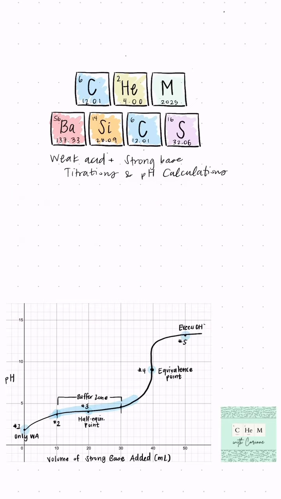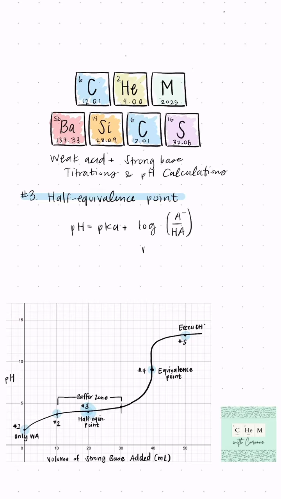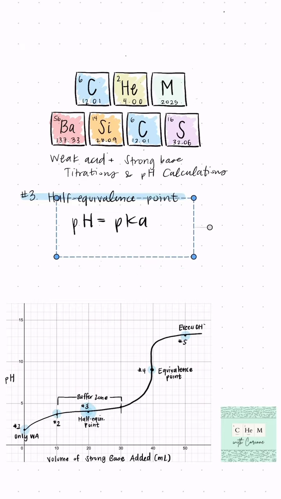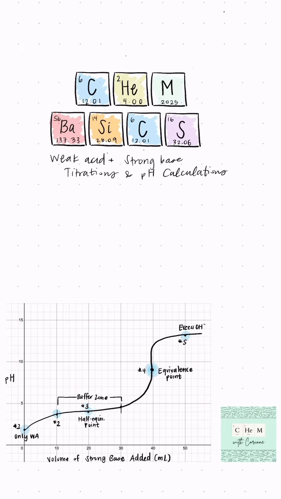And point number 3 is a special point in the middle of the buffer zone. This is the half equivalence point, where we have neutralized half of the moles of acid and base. When that happens, your moles of conjugate acid and conjugate base are equal, so that log becomes 0. So therefore, at the half equivalence point, remember the pH is equal to the pKa. Should be your easiest calculation. Which moves us into the most tricky calculation, the equivalence point.